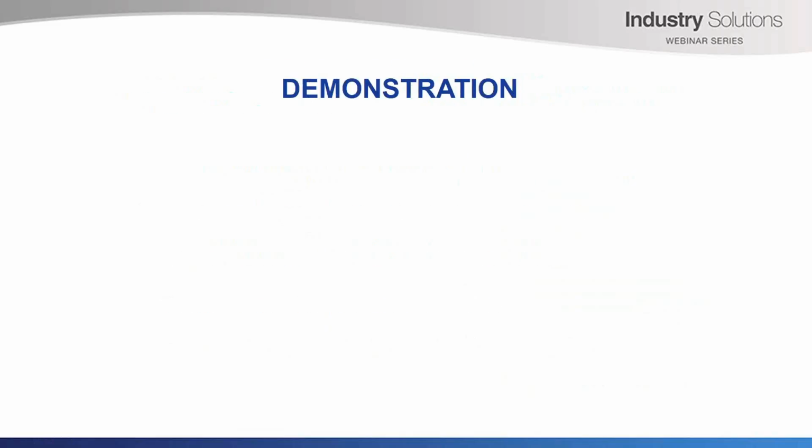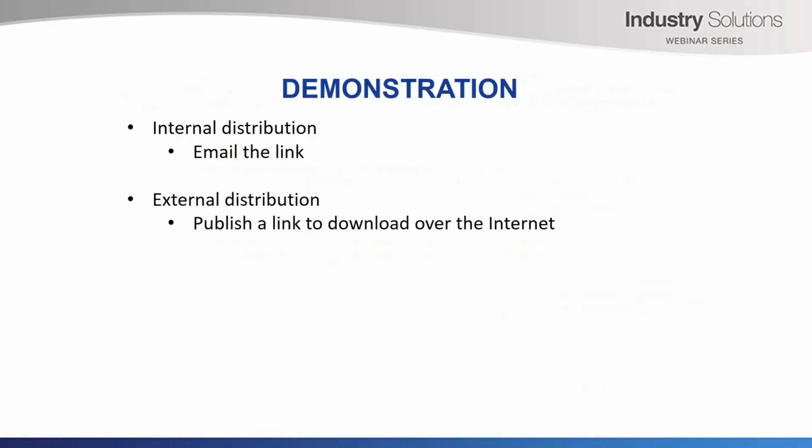Now, I'm going to be demonstrating some of this using 12D Synergy and how it addresses the challenges. For internal distribution, I'm going to show that you don't have to email the documents. Instead, we can just email a link to the document. You're probably aware that when documents are large, say more than 5 megabytes or 10 megabytes, email is not going to work. The second thing I'm going to demonstrate is external distribution, where the recipient does not have access to your network.